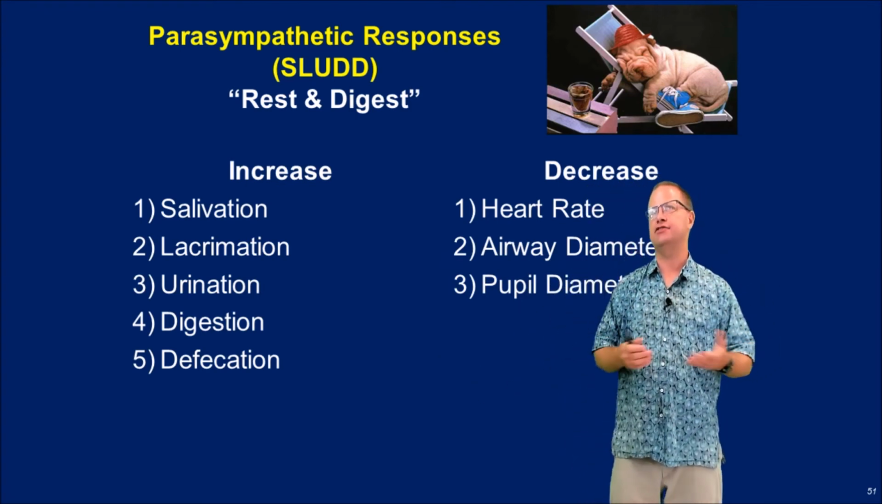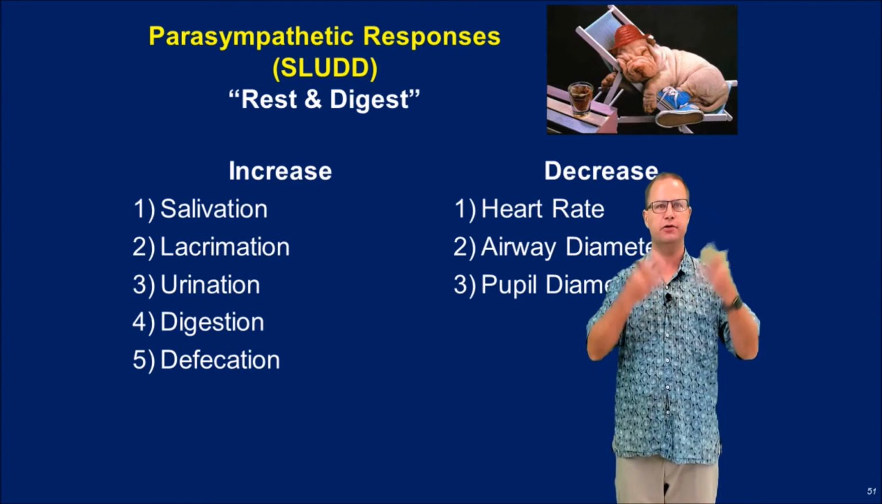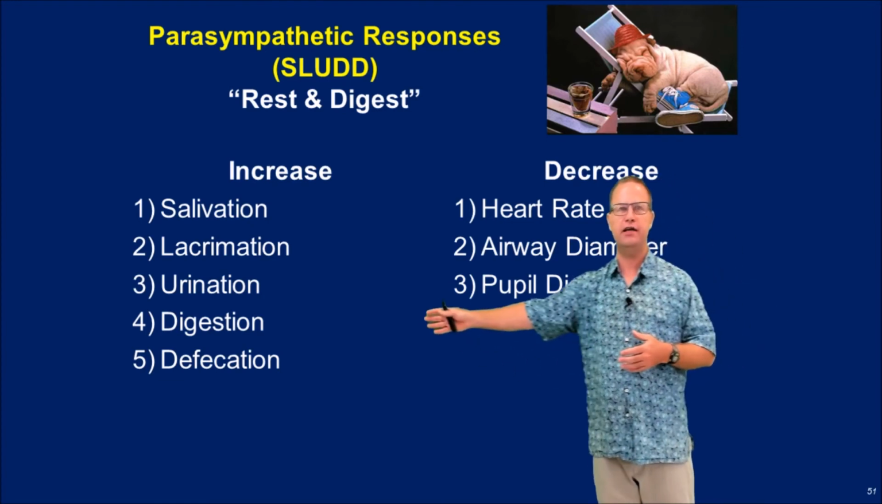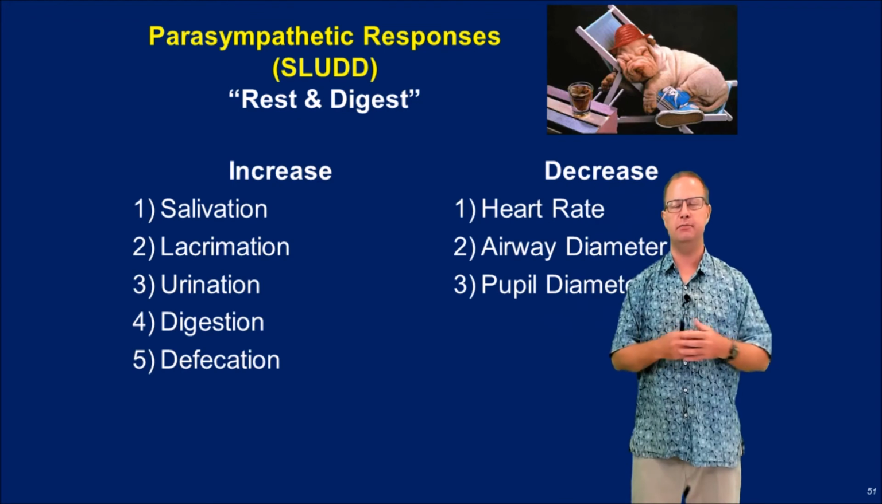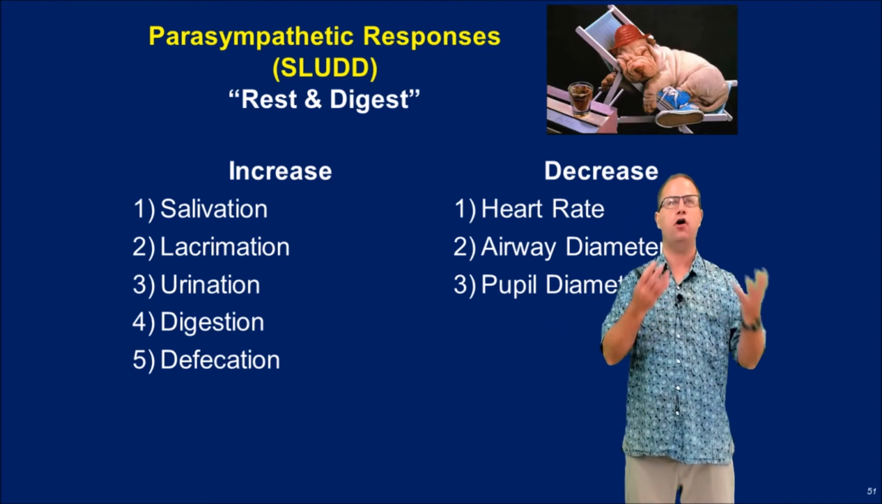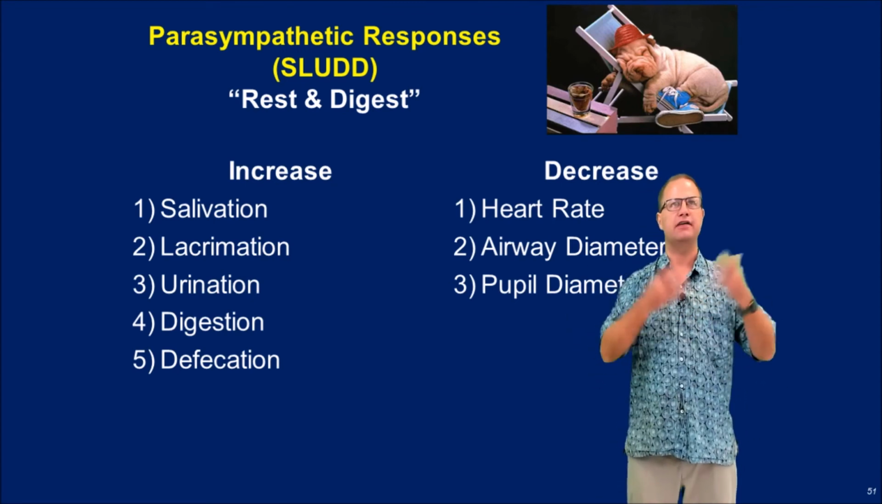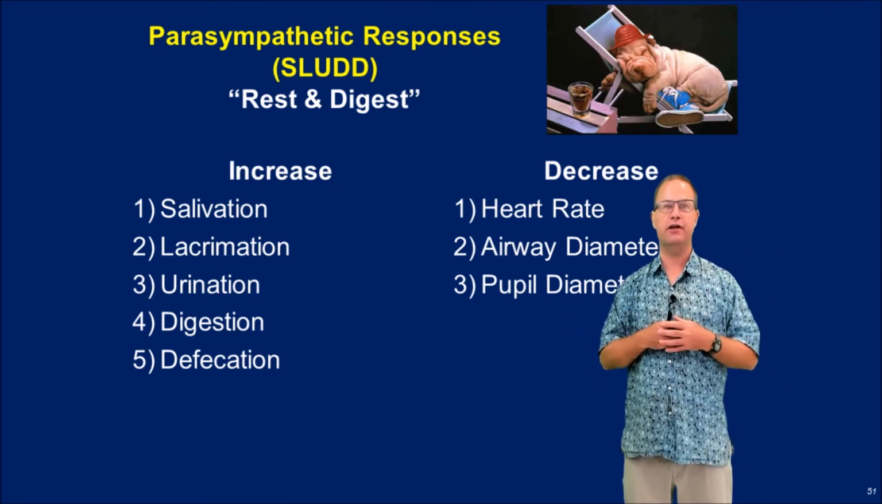Think about salivation. When you're relaxed, you have plenty of saliva. Lacrimation means tear production. You produce plenty of tears. Urination and defecation, they don't need to be explained. But think about how often you might urinate or defecate when you're at home on a nice relaxing weekend versus when you're out doing errands or at school or at work. You probably urinate more at home.